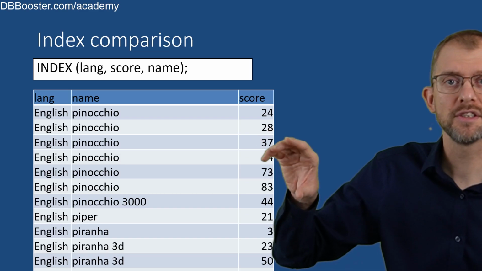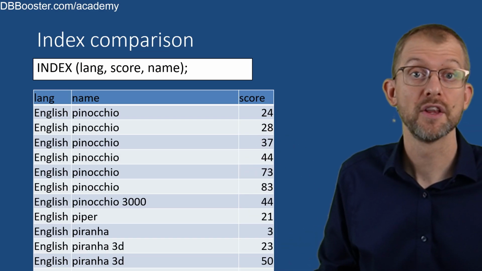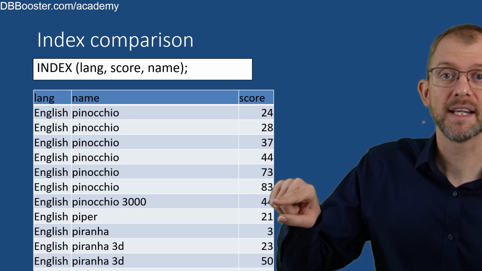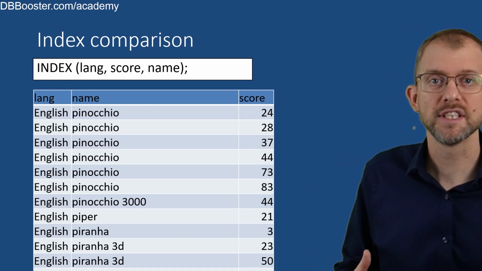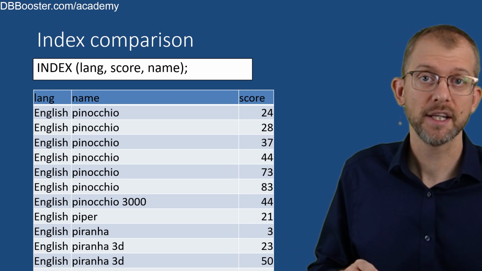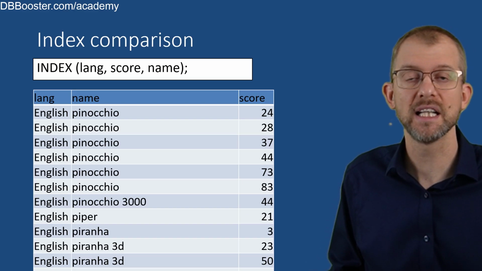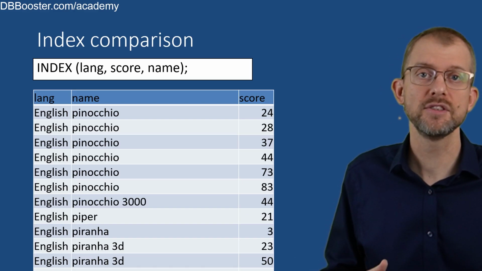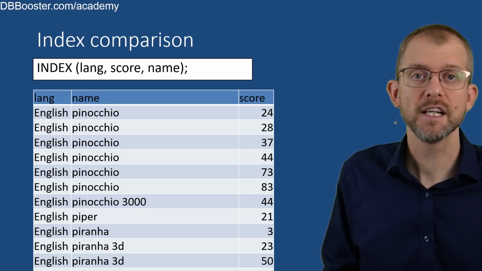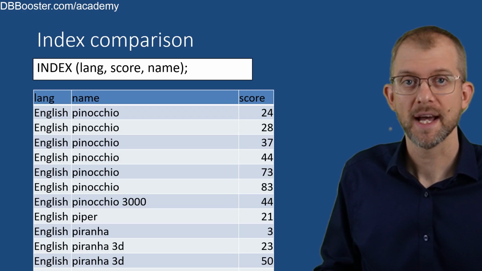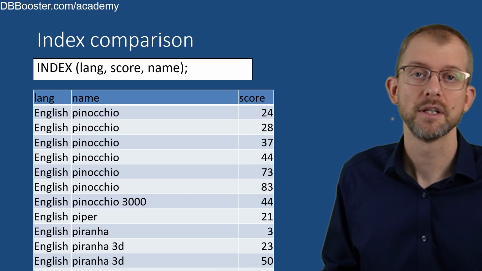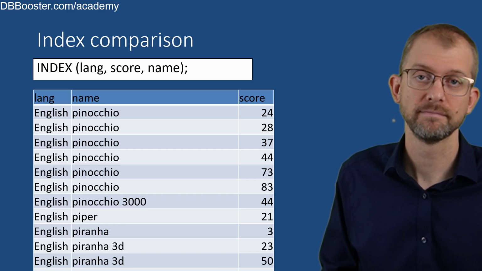However, as soon as we jump to another movie, for example Pinocchio 3000, the ordering by score starts from the beginning again. So, as you can see, there is no other option than scanning all English movies and checking the score for every single one of them. That means score is not part of the index prefix. The database traverses only by language, and score is used only later to filter out rows that do not match after reading thousands of them.